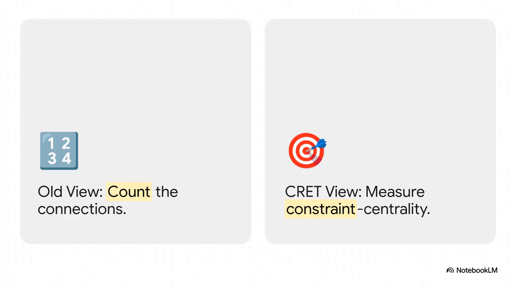The old way of thinking was, well, kind of basic. You just count how many other species one species interacted with. But CRET comes along and says, nope, that's not the whole story. The real question you have to ask is, how central is that species to keeping the system's feedback loops closed? We need to measure its constraint centrality.